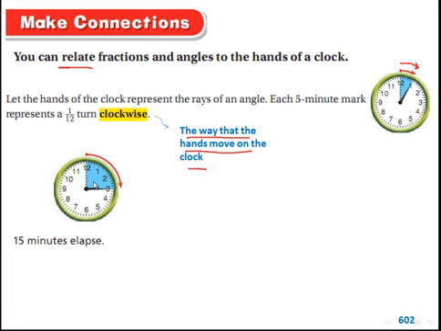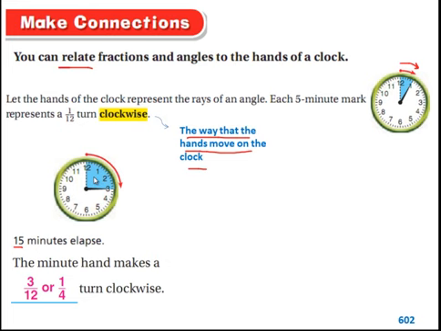Look at this picture. Can you see how many minutes here? Exactly 15 minutes. Okay, the minute hand makes what turn clockwise? How many parts can you see here? 1/4, 2/4, 3/4, or 1 whole? Great, 1/4. Can you see my answer?